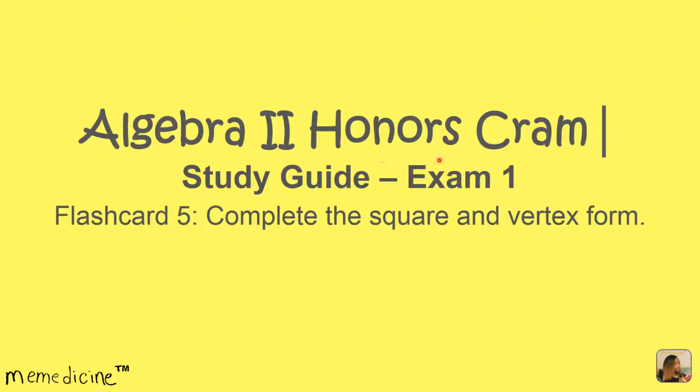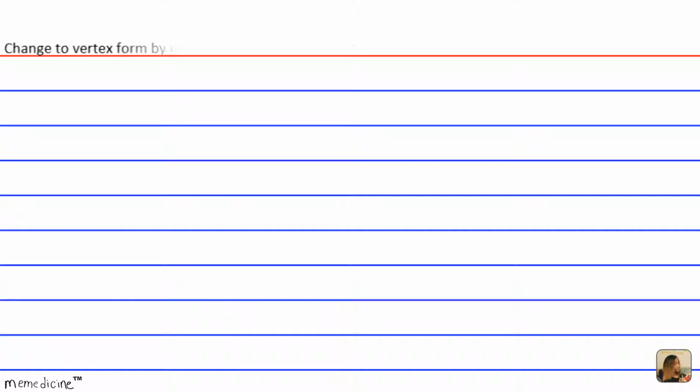Algebra 2 Honors Cram Study Guide Exam 1 Flashcard 5: Complete the square and vertex form. Change to vertex form by completing the square. So here goes the polynomial that we're going to transform into vertex form without changing the actual numerical value.